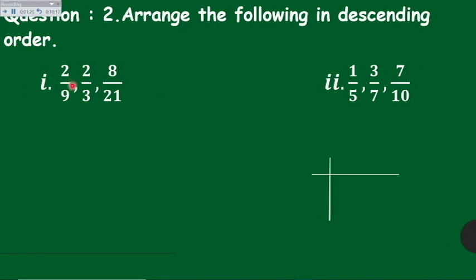After looking at the fractions, what do you understand? After watching these fractions, you can guess which one is greater and which one is smaller. Here both numerators are 2, 2. And here the denominator is 9, here the denominator is 3. So maybe this one is greater. And here you see 8 and 21. Here the numerator is greater and the denominator is also greater. So you can say this one is greater than this one.